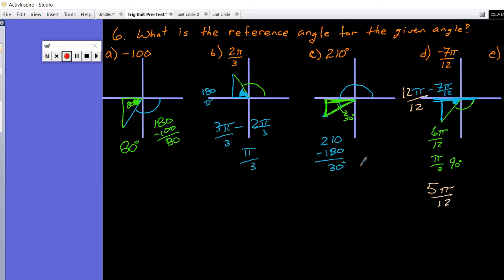Our reference angle will always be positive. So 5 pi twelfths is my reference angle. Now negative 5 pi twelfths is less than 6 pi twelfths, which means it's less than 90. So that goes to right here. If I draw my line for negative 5 pi twelfths, it's actually not right there, it's more like this.